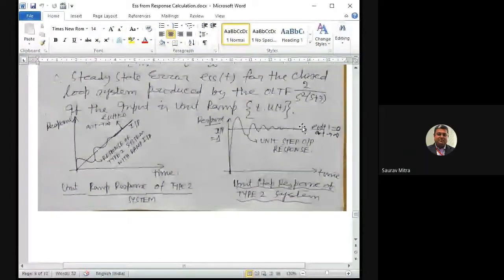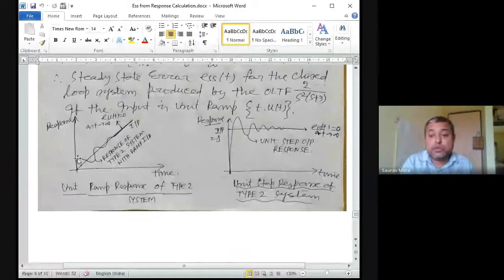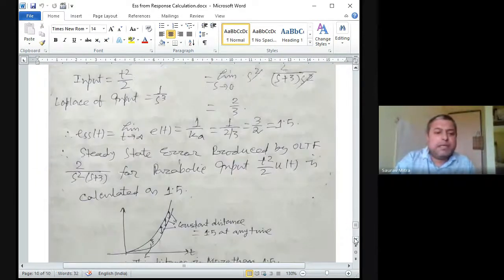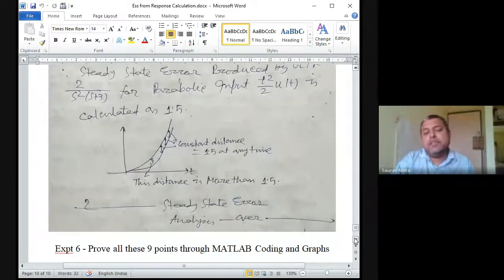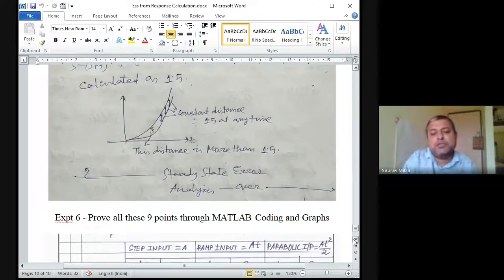So this is the type 2 system with step input. You are finding the steady state error is 0 because the output is following the input. This is the type 2 system with ramp input, and you find the same thing: the output and input touch each other and then go forward. And lastly, type 2 system with parabolic input. As we found for the type 1 system with ramp input, both go to infinity but the distance between input and output is constant. Here also, these two parabolas behave like a trend line, and the distance between them remains constant.